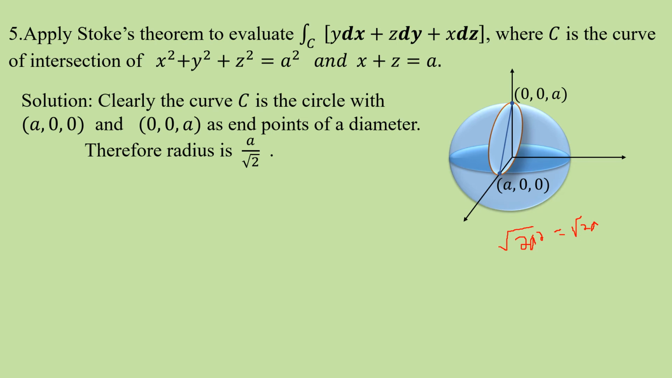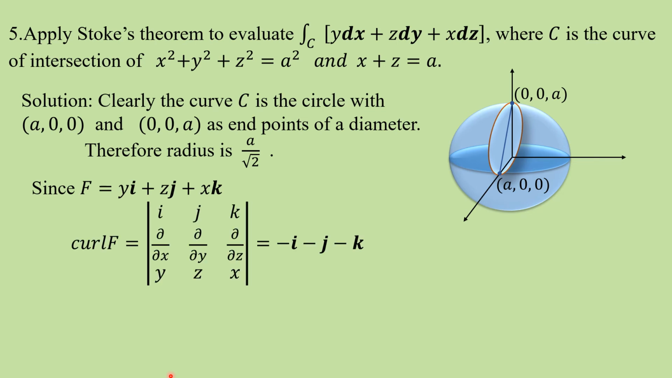Now I have to find the line integral of f. Instead of that, by using Stokes theorem, I can get the surface integral of curl f over S. So let me first take the curl of f, where f is y i plus z j plus x k. Now del cross f is nothing but the determinant of i, j, k, dou by dou x, dou by dou y, dou by dou z, and the components of f here: y, z, x.